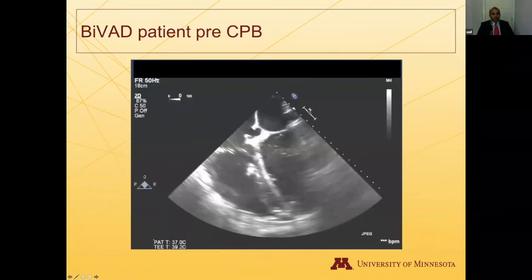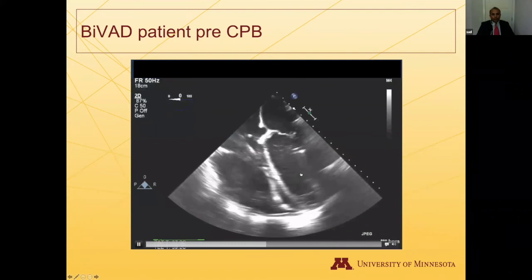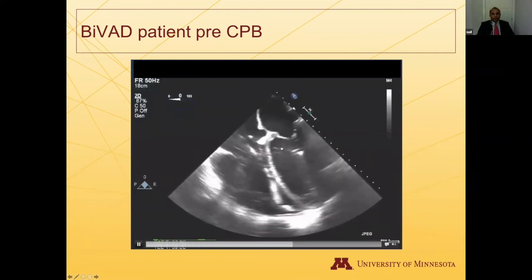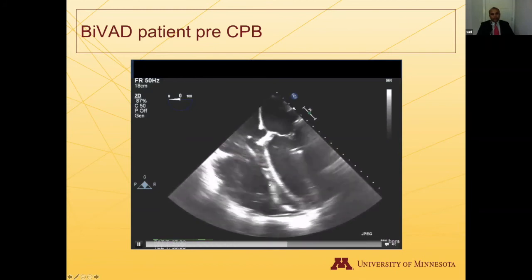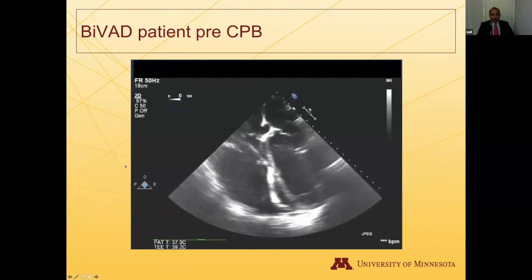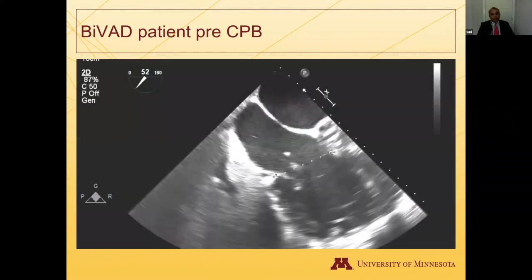So let's move on to some interesting TEEs that demonstrate right-sided dysfunction. Here's a patient who came in for a BiVAD. As you can see, both ventricles are not moving well at all. The right ventricle is clearly dilated and the function is obviously low. You can see some hardware, that's the CRT-D, in the right ventricle. This was pre-cardiopulmonary bypass. And as you can see, that's a dilated ventricle.